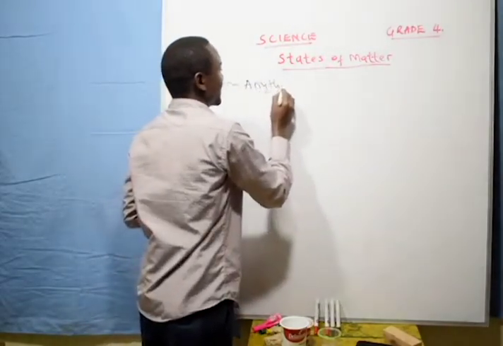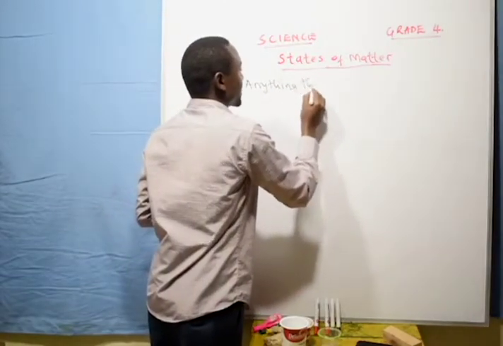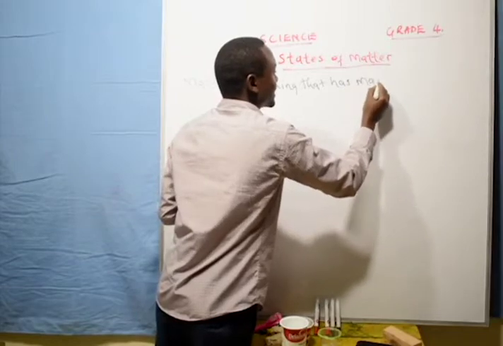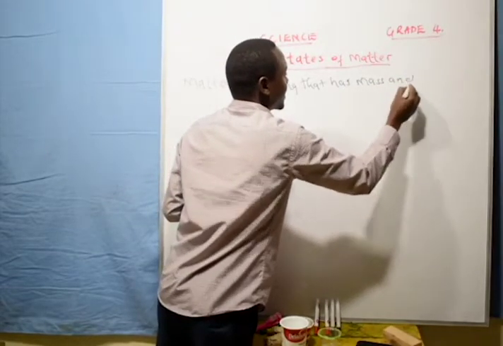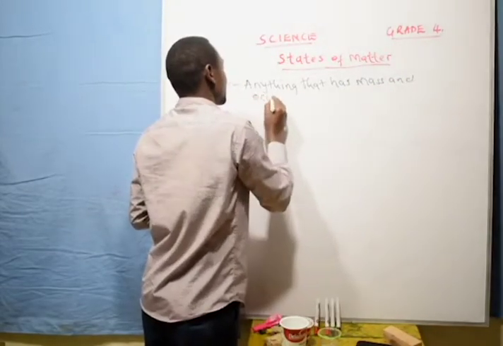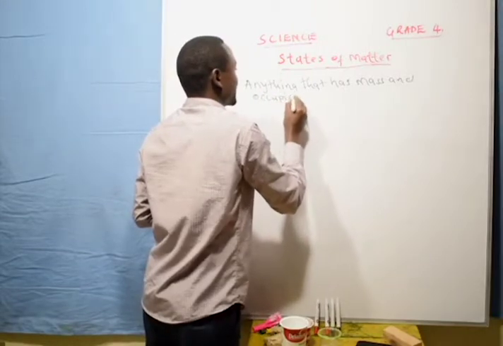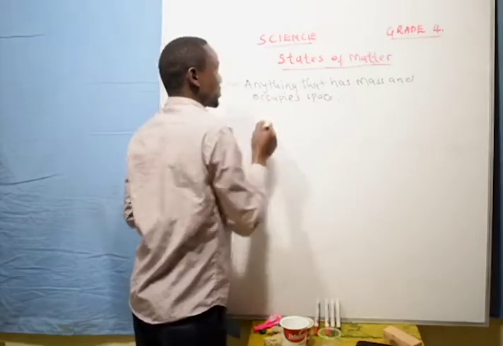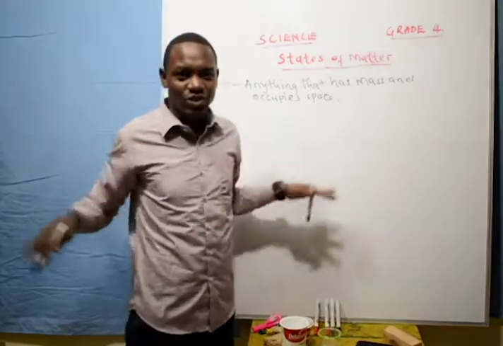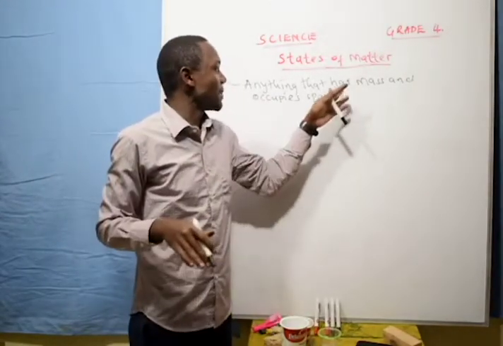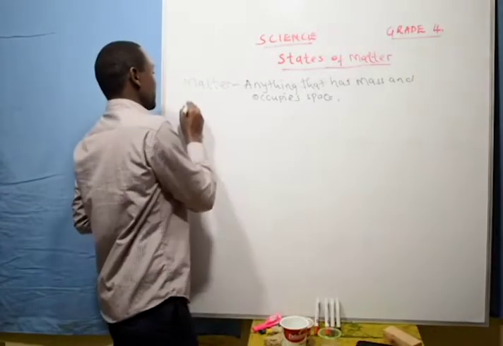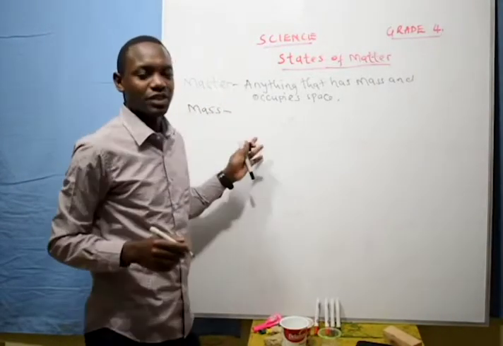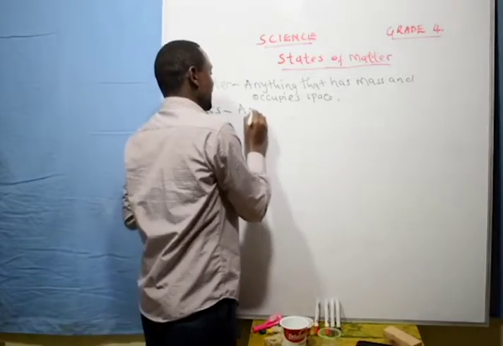Anything that has mass and occupies space. Anything that is around you, anything that is just around you in your surrounding, that is matter. What is mass? Because we say the matter is anything that has mass and occupies space. Mass is the amount of matter in a substance.